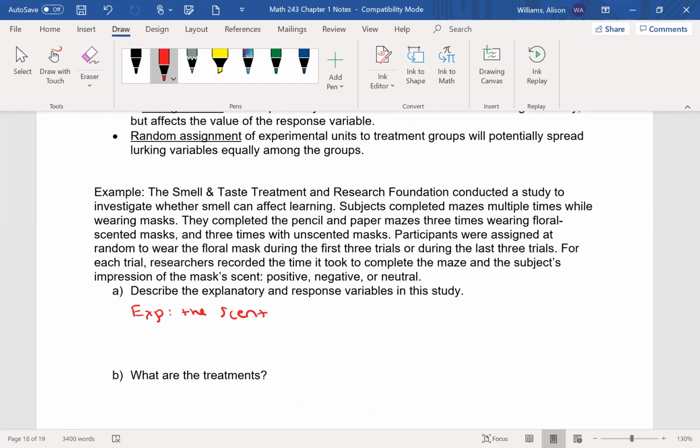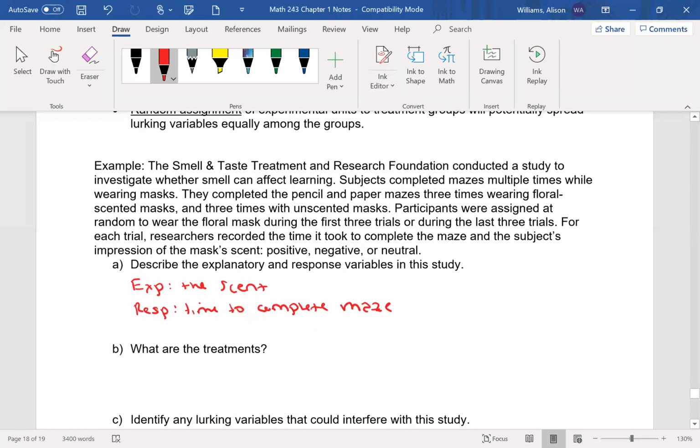And the response is, well, in this particular case, we're looking to see how well they did at completing the maze, right? So it was the time to complete the maze. So they actually timed them. All right. So the treatments are they had a floral scented mask and an unscented mask.